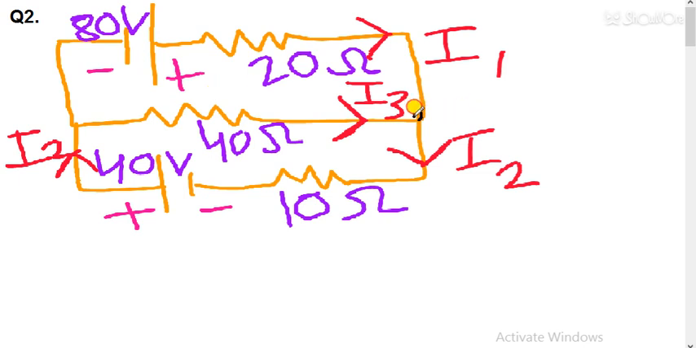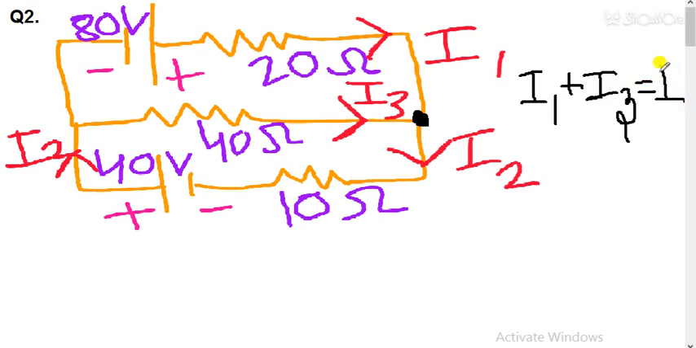So this can be the first junction. This is the junction where some current is meeting and some current is leaving. So for the current coming towards this point, I am writing the equation using KCL. KCL says that the current coming towards the point, that is I1 plus I3, is equal to I2. So this is the equation from Kirchhoff's first law.